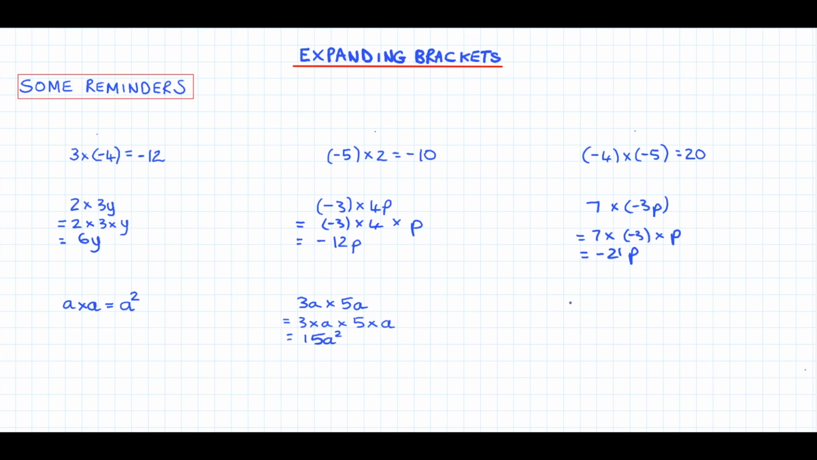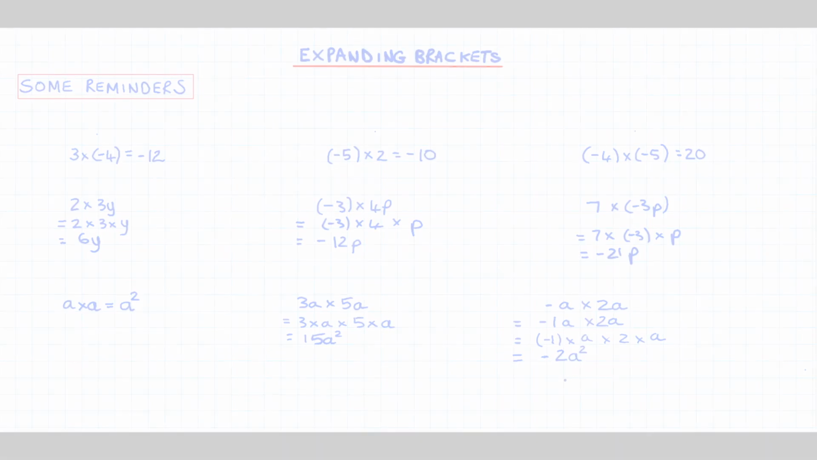Let's do one more. If we had negative a times 2a, let's see, that would equal, now that negative a is really negative 1a, so it's negative 1a times 2a. If we're going to put a number there, it would be negative 1. Now that is equal to negative 1 times a, and 2a is 2 times a. So let's deal with our numbers again. Negative 1 times 2 is negative 2. A times a is a squared. So that's negative 2a squared.